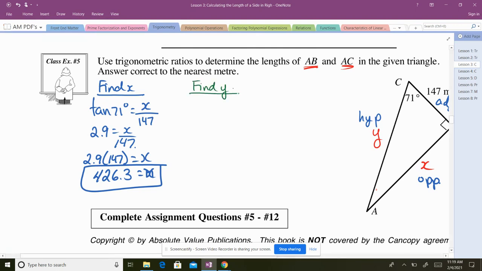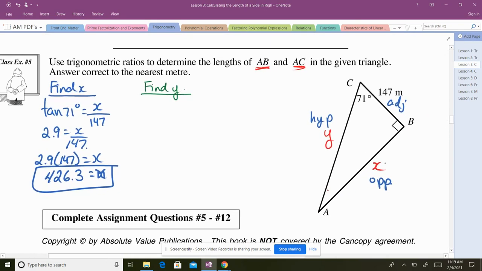You can do the Pythagorean theorem. You have choices now, right? Because we know this side is 426.3. So we have two sides. We can do the Pythagorean theorem, or we could do trig again. I like trig, but you can do Pythagorean theorem. Why don't you do Pythagorean theorem? We'll do trig, and we'll see if we get the same answer. We should get the same answer.